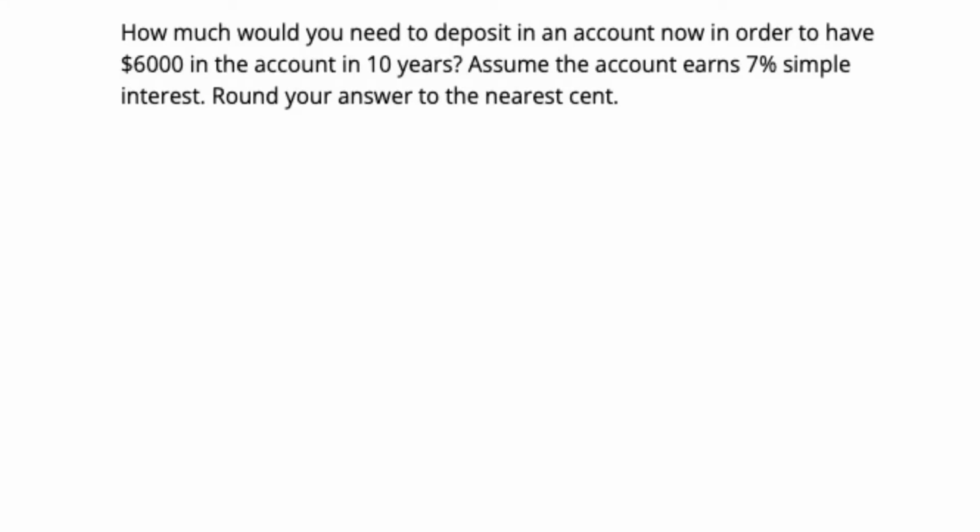How much would you need to deposit in an account now in order to have $6,000 in the account in 10 years? Assume the account earns 7% simple interest. Round your answer to the nearest cent.